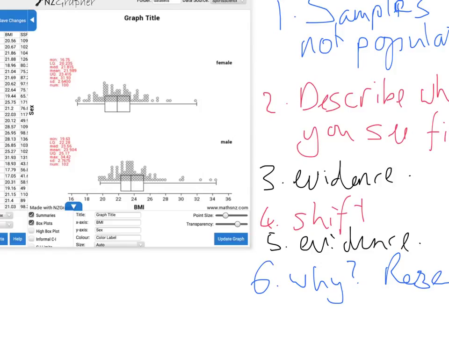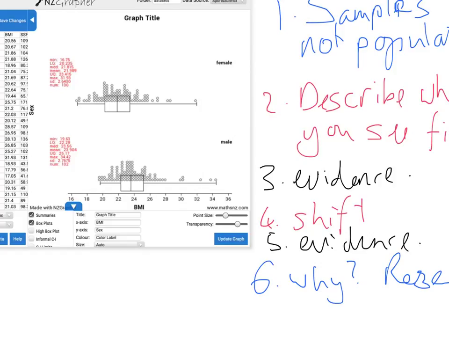We can also see that there's been a shift. That it's like the whole male data is shifted up. The lower quartile is roughly 2 higher, the upper quartile is roughly 2 higher, and even the maximum is roughly 2 higher, and the minimum is roughly 2 higher. The distribution is similar as well, so it just really does look like the whole data has just been moved a little bit higher.